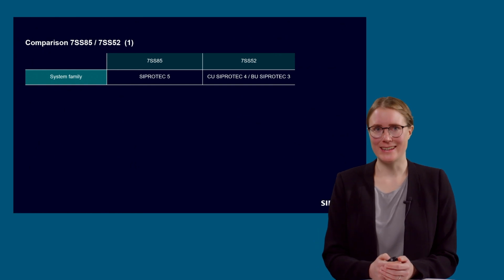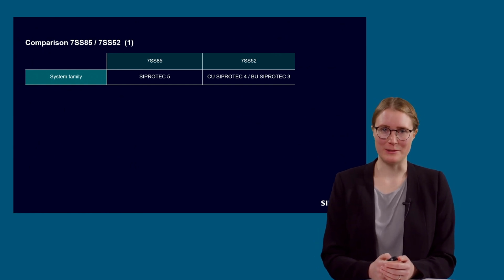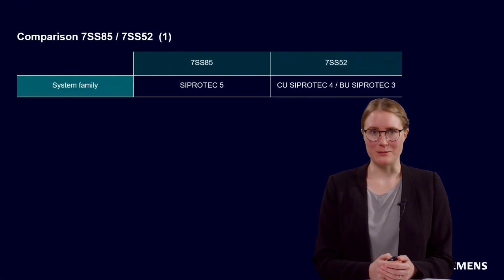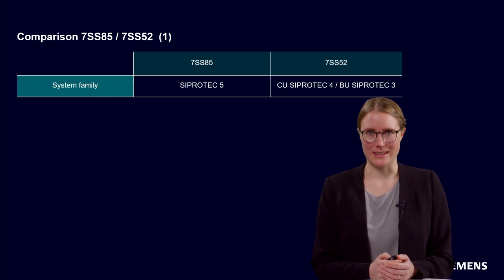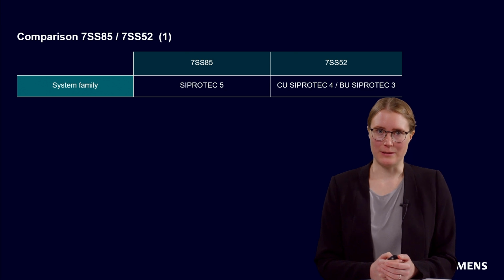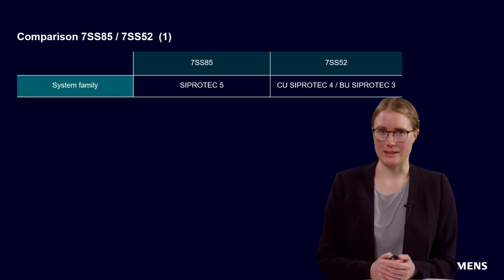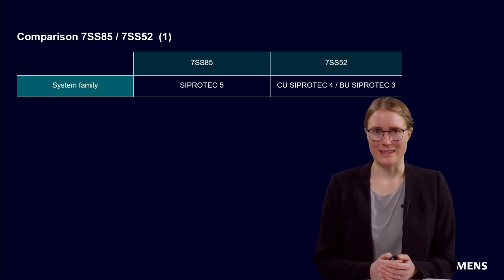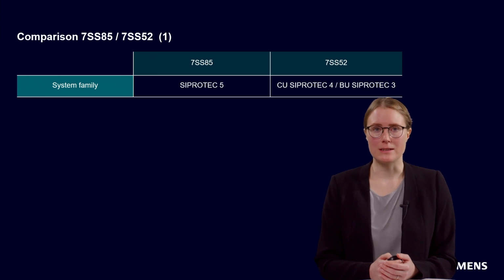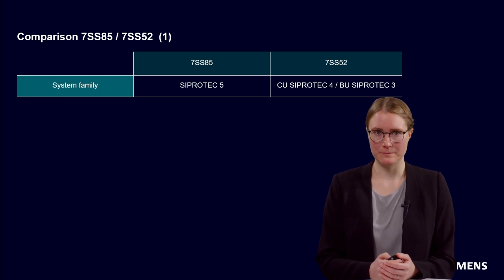Okay. In the next 2 slides I want to compare our Sipotec 4 solution 7SS52 with the Sipotec 5 solution 7SS85. In the system family, the 7SS85 is fully integrated in the Sipotec 5 platform. With the 7SS52, the central unit is a Sipotec 4 front end, specially designed for busbar protection. The bay unit is a Sipotec 3 device.